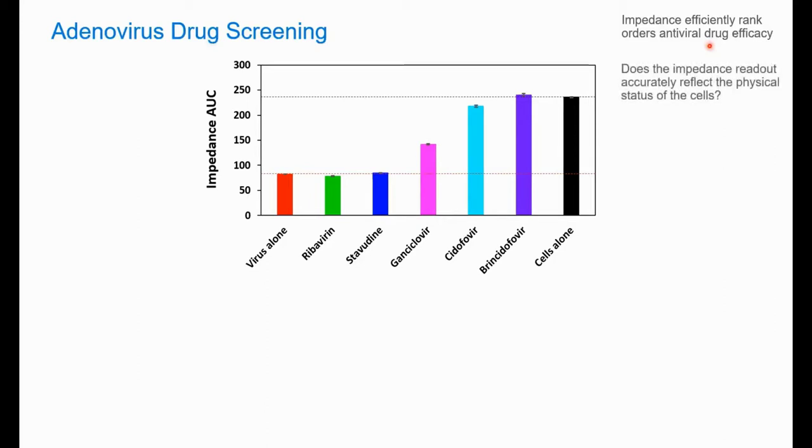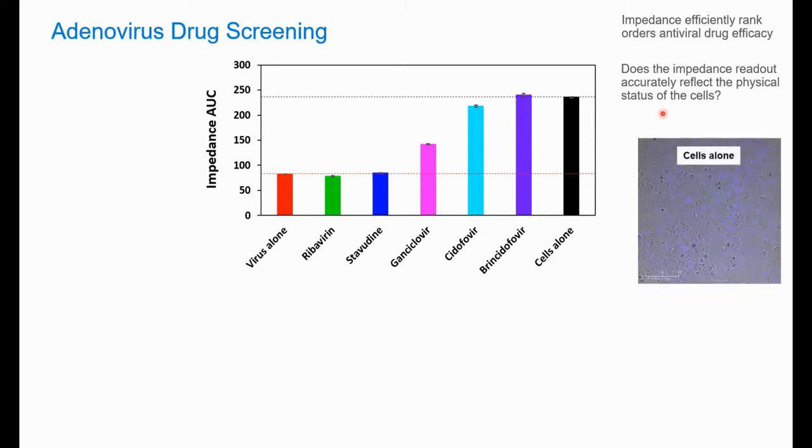An important question is whether these impedance data are an accurate reflection of what's physically taking place with the cells. And this is where we can make use, again, of the imaging capabilities of the instrument. So without infection by virus, we see the cells are proliferated.